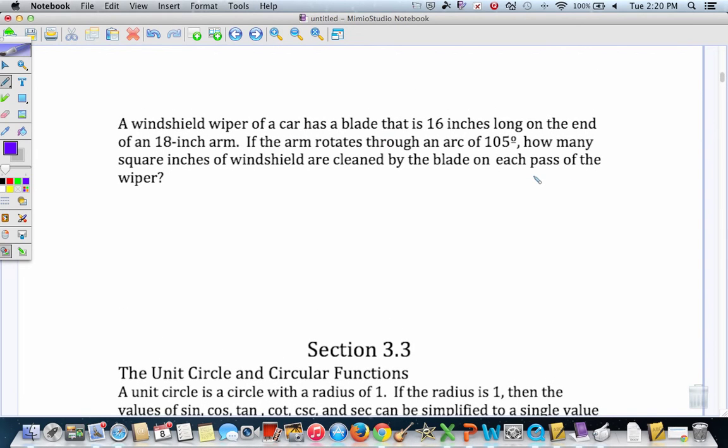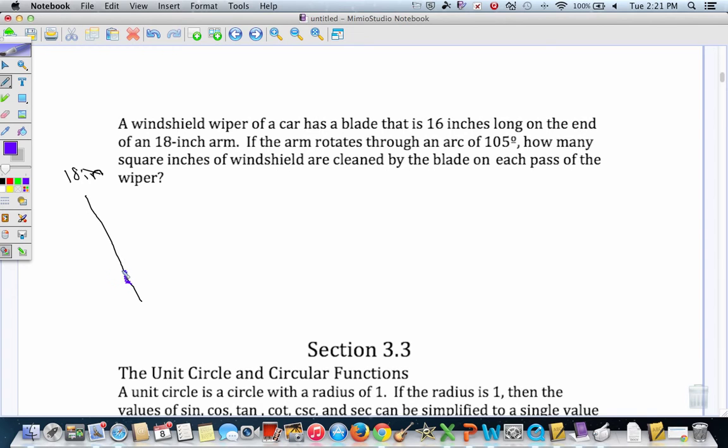Oh, we have one last problem to go through here to finish this section, right here at the top. A windshield wiper of a car has a blade that is 16 inches long on the end of an 18-inch arm. If the arm rotates through an arc of 105 degrees, how many square inches of windshield are cleaned by the blade on each pass of the wiper? So let's start kind of working backwards here. I'm going to work with the second statement. We have the blade on the end of an 18-inch arm.